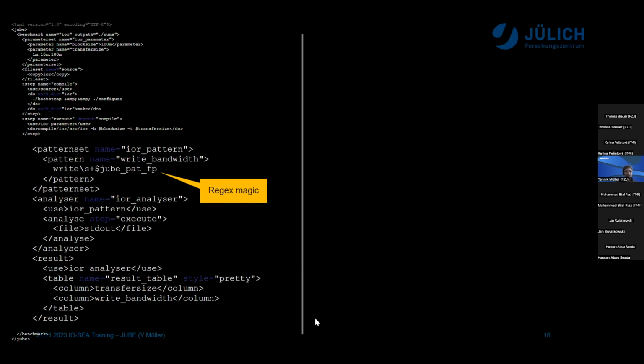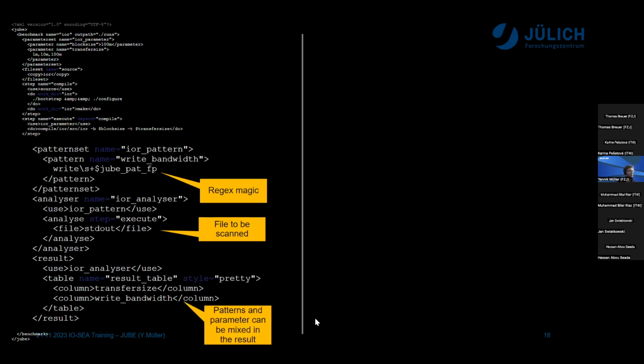And then we define where this pattern should be looked for. So we define an analyzer. We use the pattern set that we just declared. And then we declare how to analyze which step, first of all, it is. So only the execute step needs to be analyzed. There's nothing in the compile step that we want to analyze. And what is the file called? So here we want to analyze the standard out file.